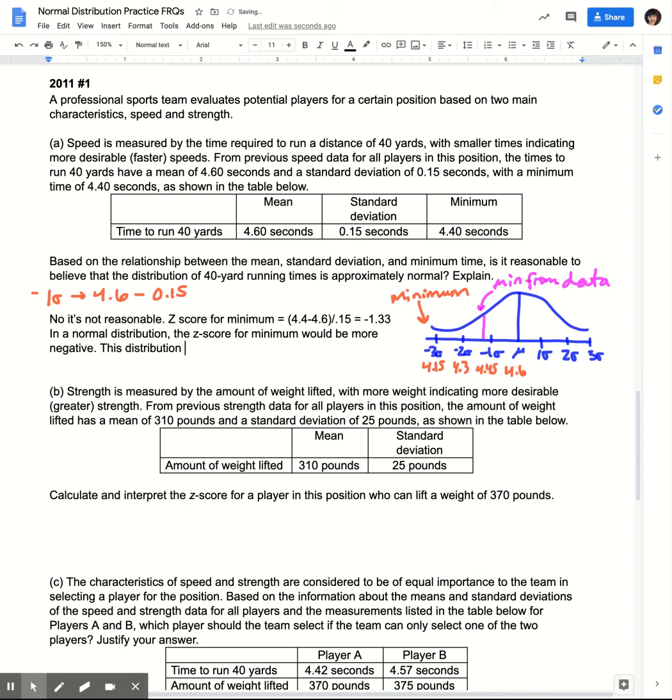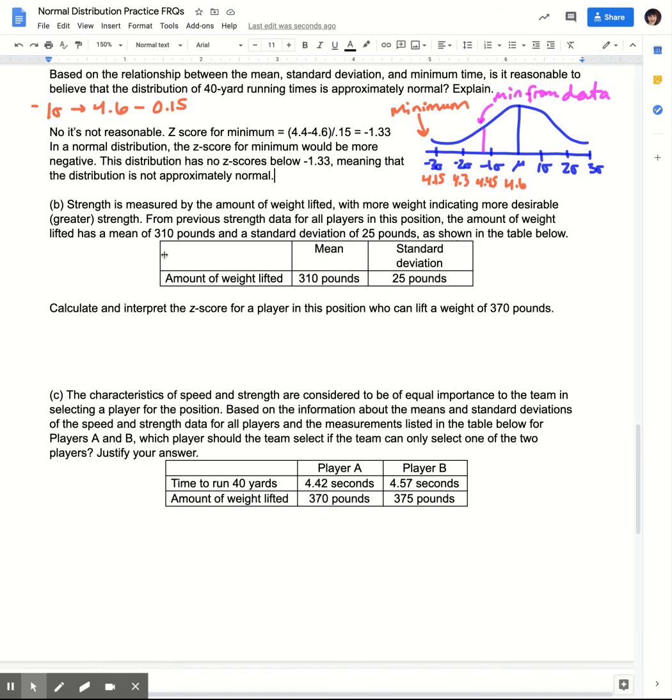This distribution has no z-scores below negative 1.33, meaning that the distribution is not approximately normal. Okay, right? So I have my explanation written out here, but I've shown a lot of my thought process using the drawing. Okay.